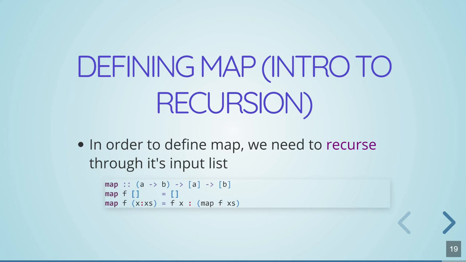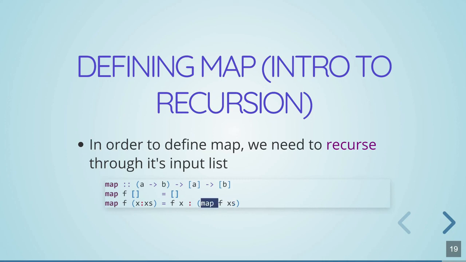So take map, for instance, the way we would define map. We would define map by first applying f, a function that takes as input, and we would apply f to the first element of the list. So we would pattern match on the list, x:xs, and apply f to that first element. Then we need to return another list, so we're going to rebuild the list using this colon operator.